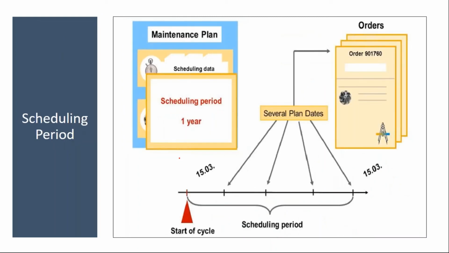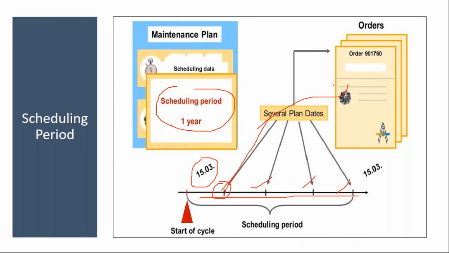And now the scheduling period, as we just discussed: if the scheduling period is 1 year and you start from today, it will be for the next 1 year, and these are your cycles. Every cycle, once the date is reached, the system will generate a work order as per the cycles. Scheduling period is like your total duration. If you maintain 1 year, then it runs from this date to the same date next year.